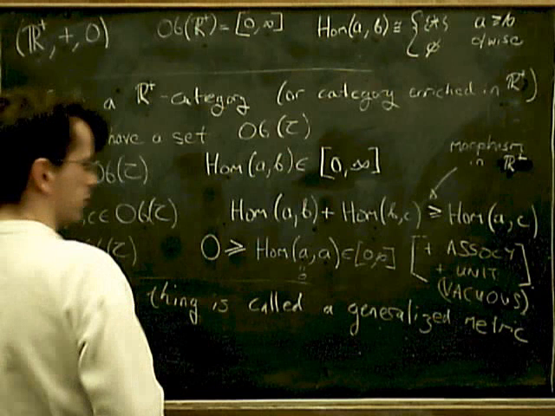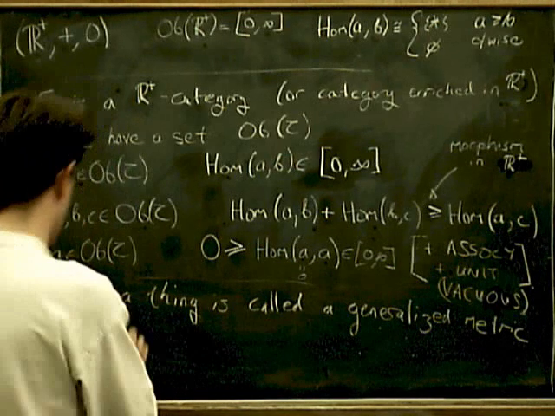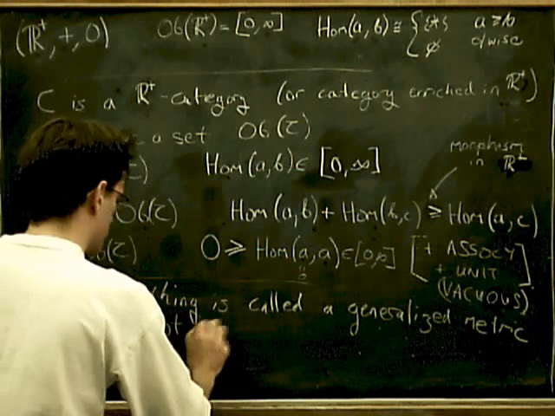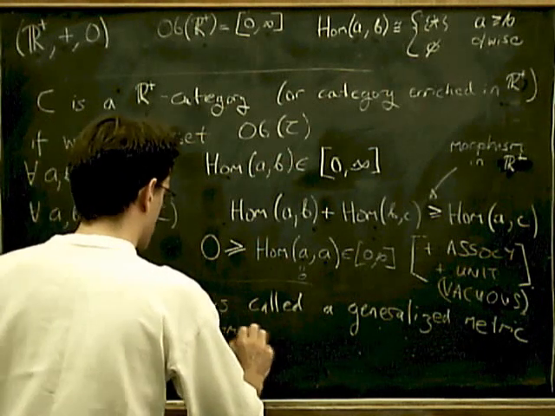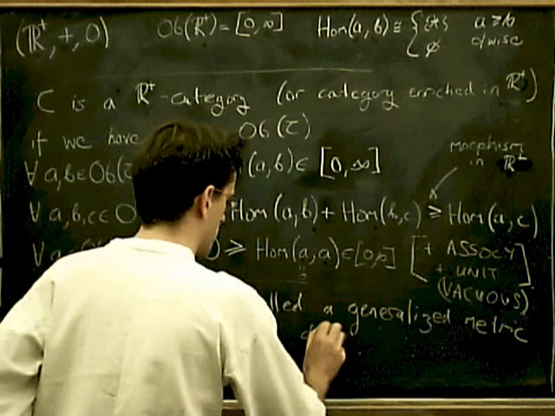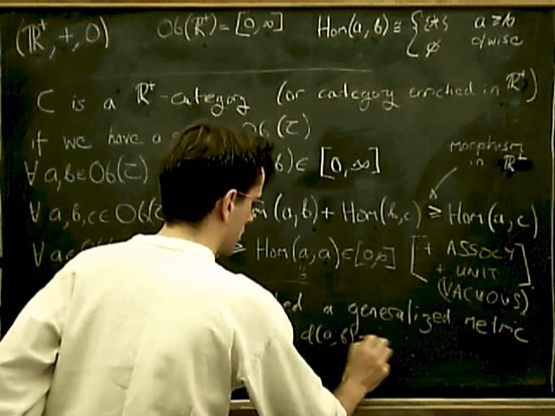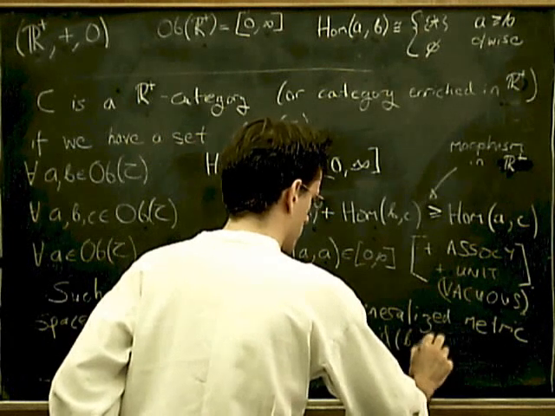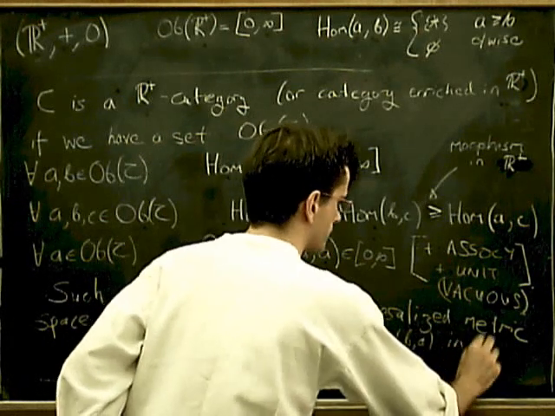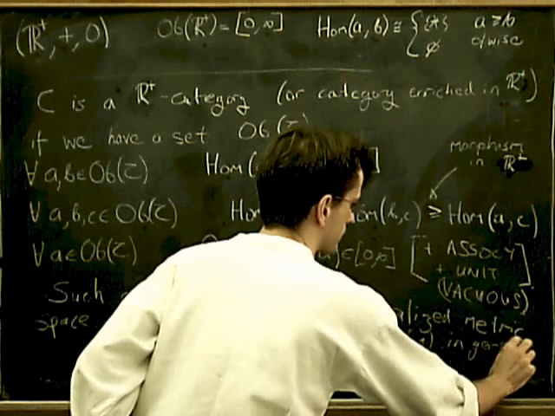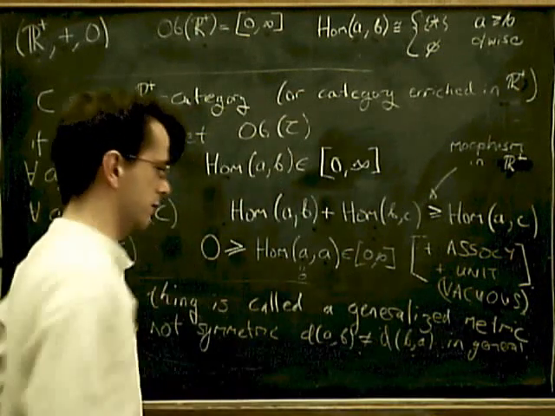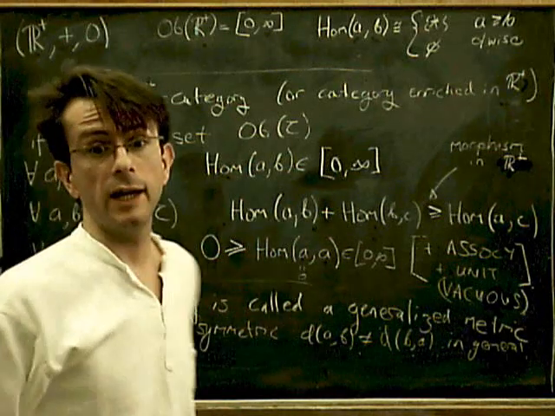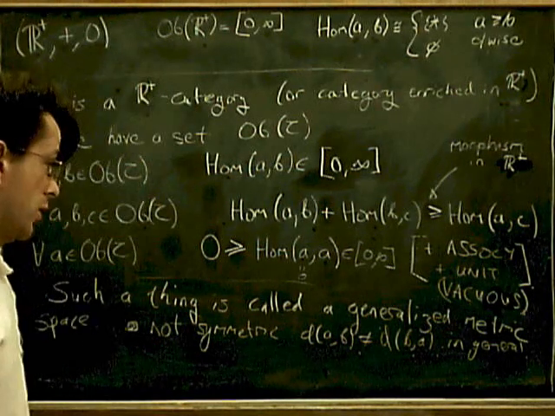So in what sense is it more general than a metric space? There's three senses. So it's not symmetric. So in general we don't have d(A,B) is equal to d(B,A). That's not required anywhere. So is that reasonable?